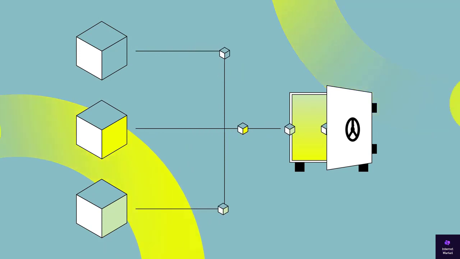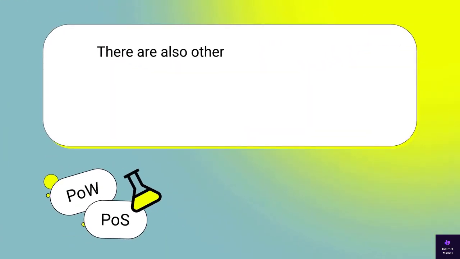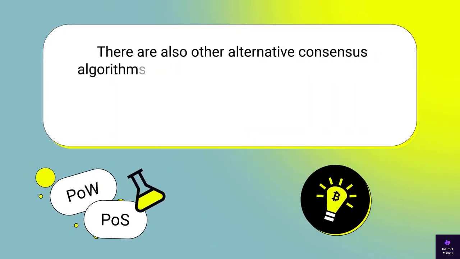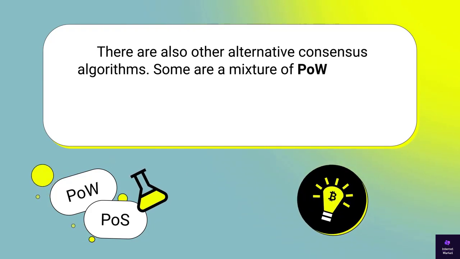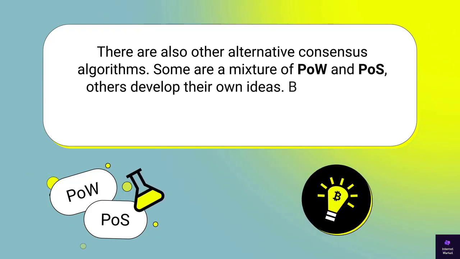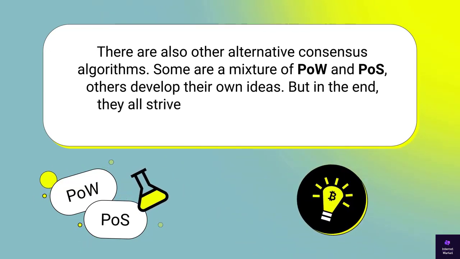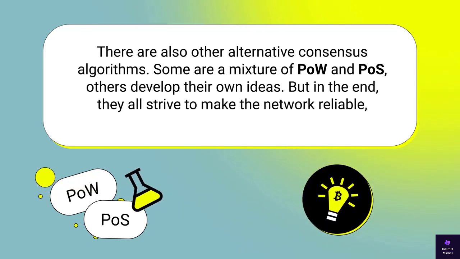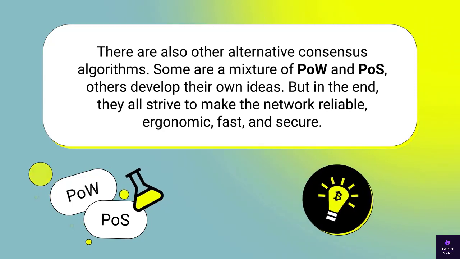Besides, the proof-of-stake algorithm has different versions, and many extensions have also been created based on it. There are also other alternative consensus algorithms. Some are a mixture of proof of work and proof of stake. Others develop their own ideas. But in the end, they all strive to make the network reliable, ergonomic, fast, and secure.